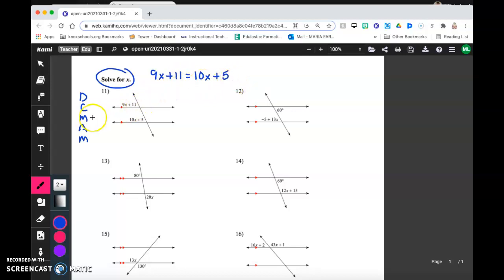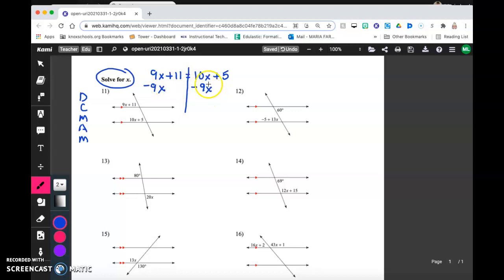So we would move to the next step. The first M stands for move a variable, and you see how we have a variable on both sides of the equal sign. That means we have to move one using addition or subtraction, the inverse operation of whatever is there. I want to move this 9x to keep my variable positive. It's already a positive 9x, so the inverse operation tells me to subtract that 9x from both sides.